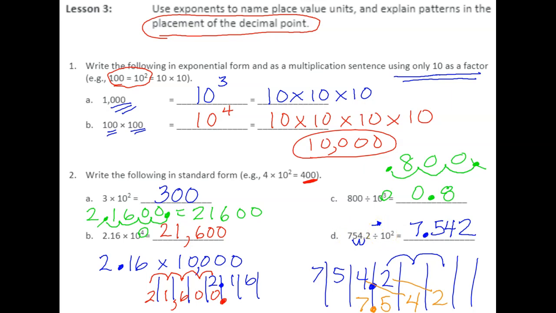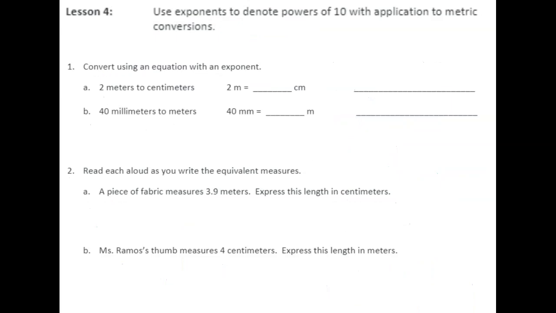All right, last but not least, lesson 4 already. How time flies when you're having fun. Okay, so we're using exponents to denote powers of 10 with application to metric conversions. All right, so we're talking about metric conversions. So with the metric system, we're talking about kilometers, meters, centimeters, and millimeters.